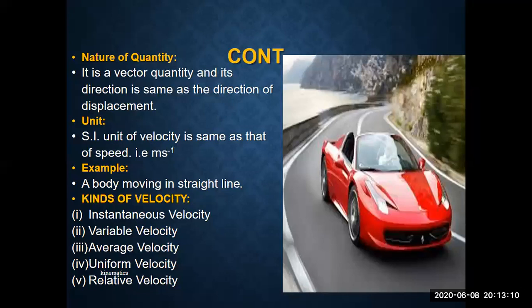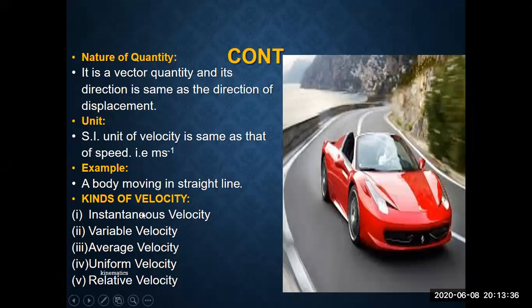It's the displacement covered per unit time. So its unit is meter per second, the same unit as speed, but the difference is only distance and displacement. If a body covers distance, that is speed. If a body covers displacement per unit time, that is the velocity formula, and everything else is the same. Here you will see displacement in case of velocity.